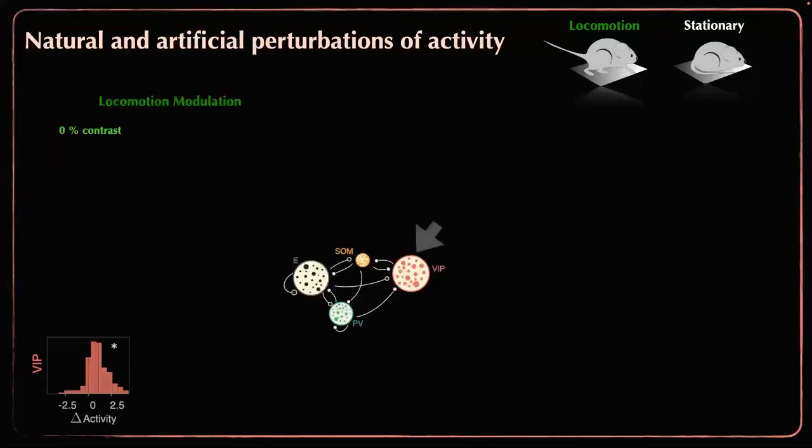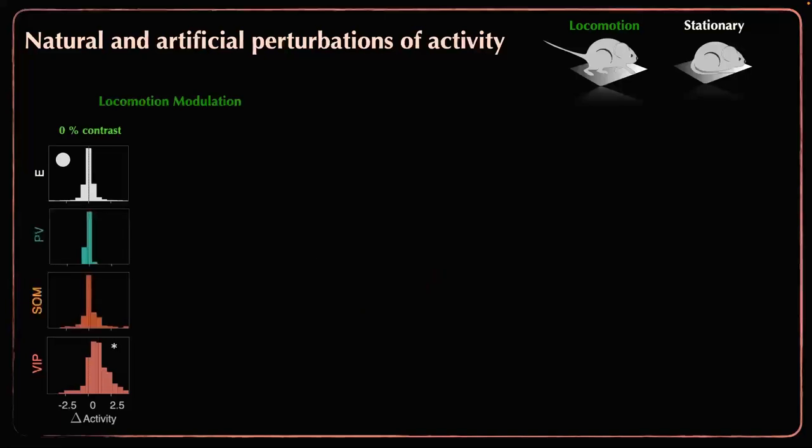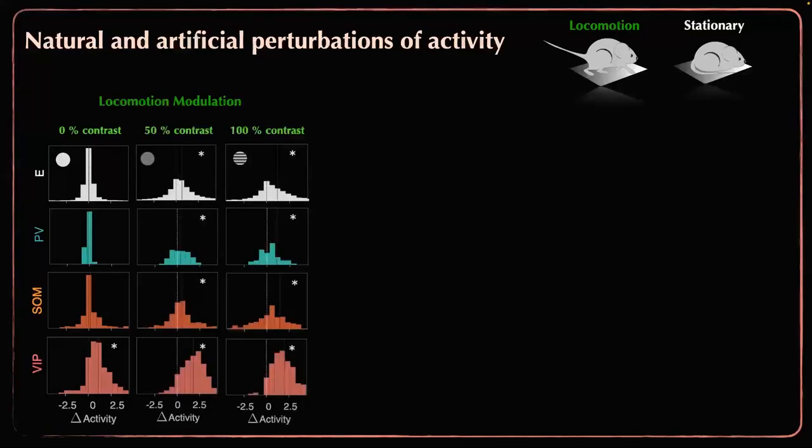And according to this kind of disinhibitory picture, one would expect that the excitatory population also has a huge increase in activity with locomotion in the absence of visual stimulation. But that is not what we find. Actually, this is zero here. None of the other cell types has a pronounced change in the mean activity with locomotion. But when a visual stimulus is present, everything goes up with locomotion. So that is kind of confusing as to what is actually happening.